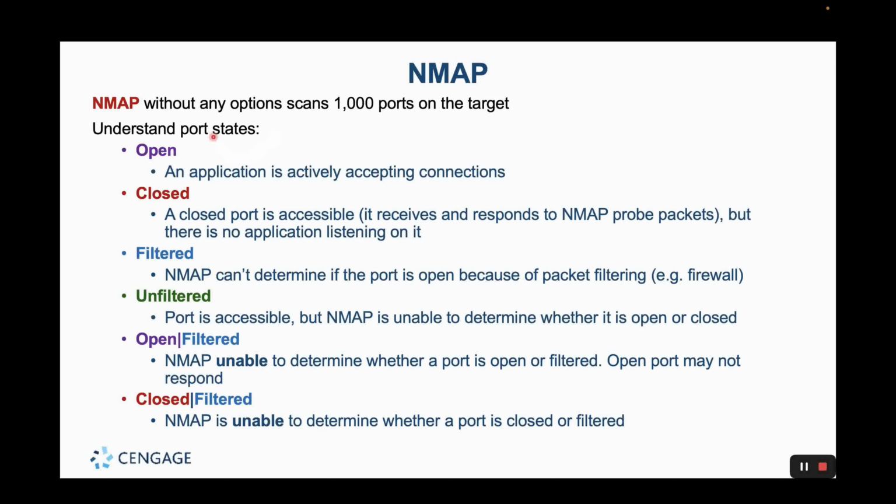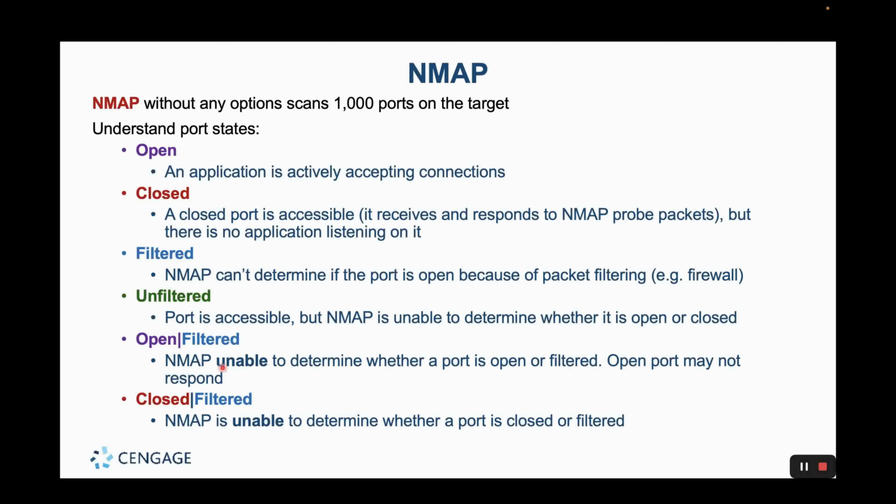Now, it's very important for you to understand the Nmap states. The first one, open, means an application is actively accepting connections. If it's closed, the closed port is accessible. It receives and responds to Nmap packets, but there is no application running or listening on it. Now, filtered means Nmap cannot determine if the port is open because of packet filtering, such as a firewall. Unfiltered means the port is accessible, but Nmap is unable to determine whether it is open or closed.